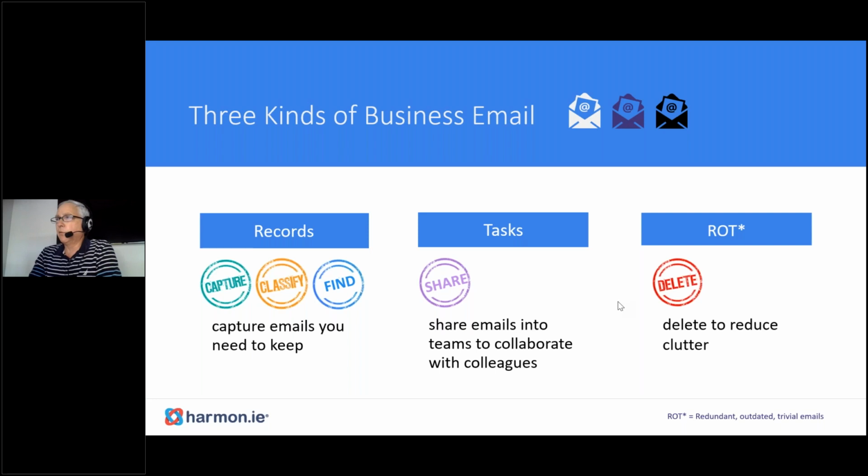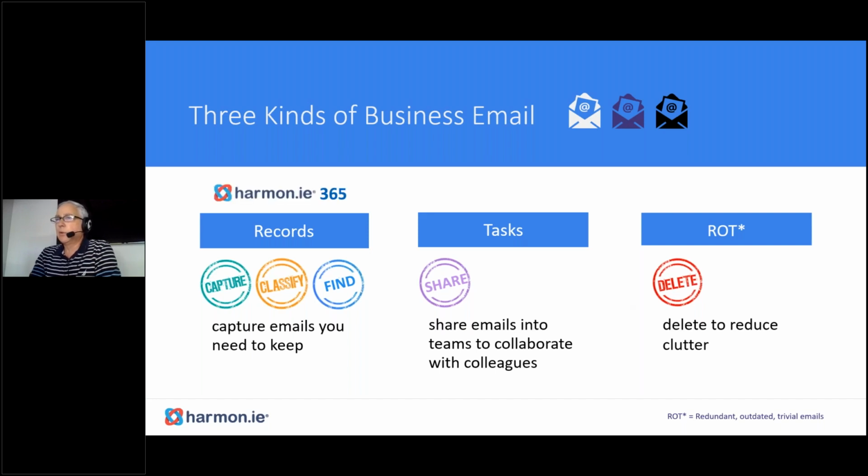And truly, the vast majority of emails are what we call ROT, or redundant, outdated, or trivial emails. And these are ones that you just need to delete to reduce the clutter. So looking at the tools that we have, really there are different ways to deal with the different types of emails.